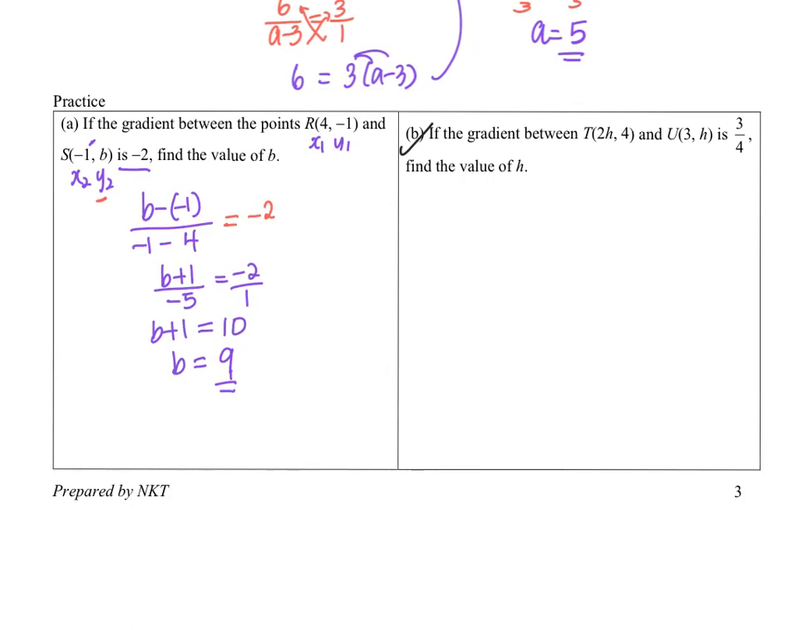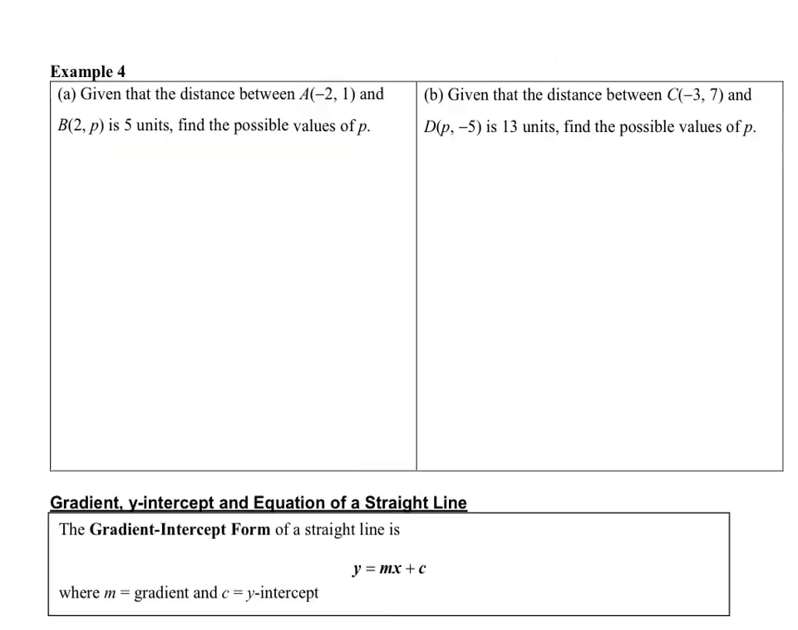Now we have done a few practices on gradient already. Now let's move on to the next concept, the distance between the 2 points. I shall just do one more example over here for A, and I'll leave you to do B on your own. Now, given that the distance between A and B is 5 units, the distance between these two.